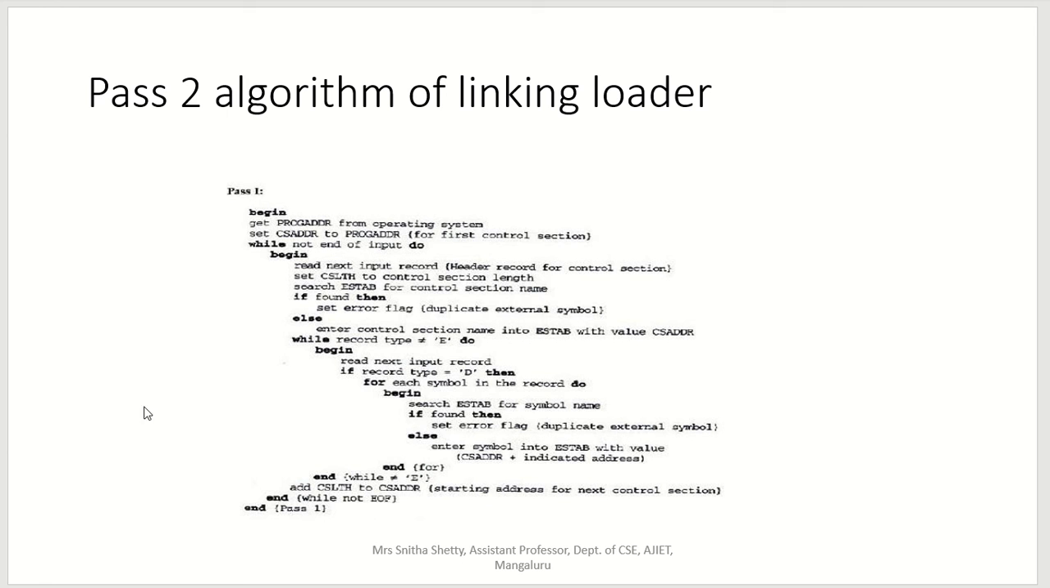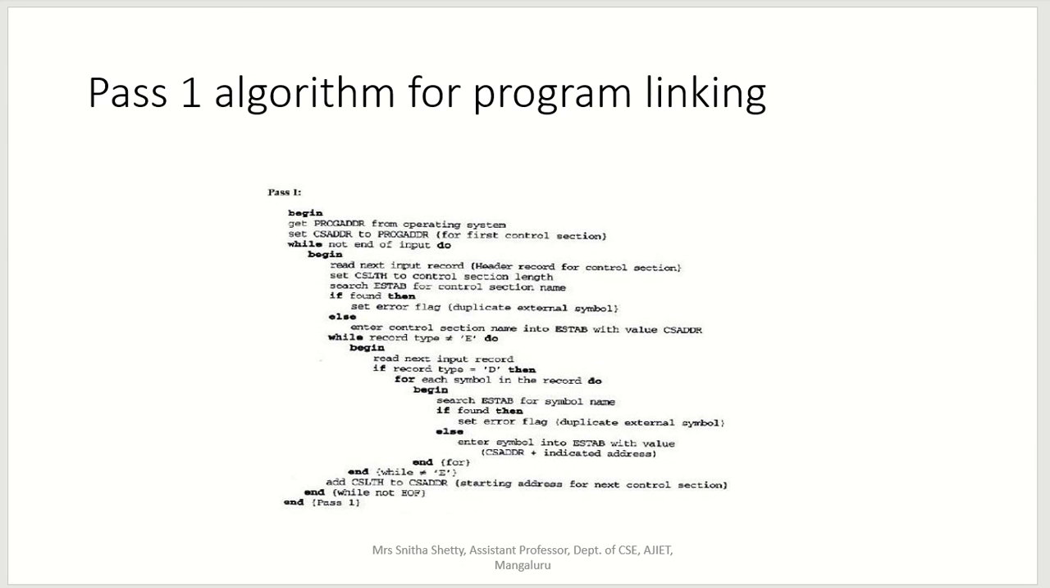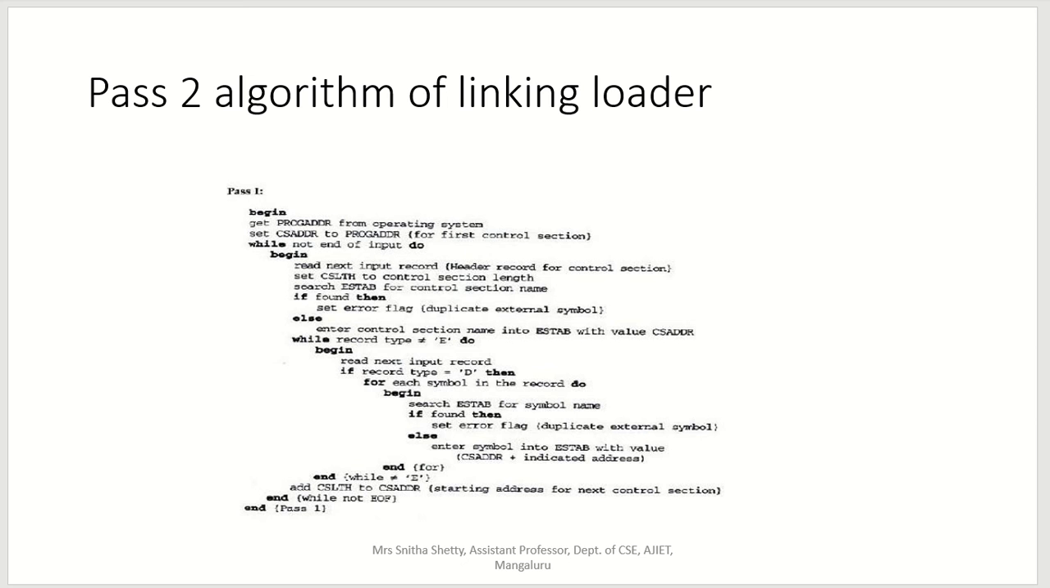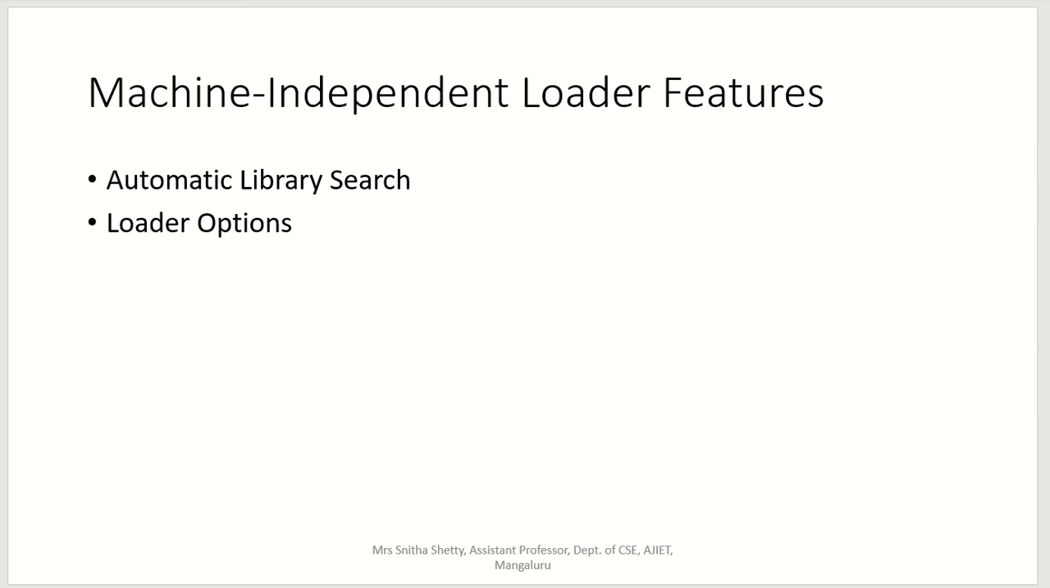Okay, so this is how the program linking is done. Okay, hope it is clear. So program linking is mainly used when, to execute the program, you want data from another program. Okay, so next we'll go for machine independent loader features.